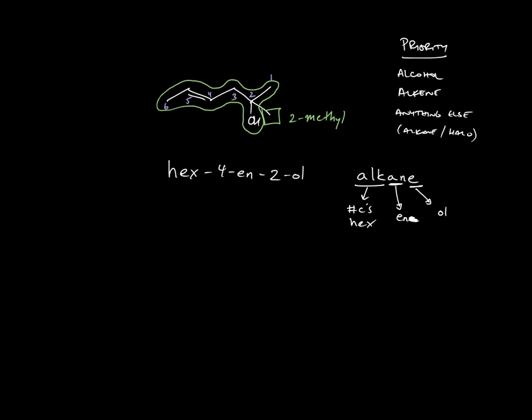And we have a substituent, so this would be a 2-methylhex-4-en-2-ol. But there's stereochemistry. The carbon at location number 2 is neither R nor S, because you'll notice it has 2 methyl groups coming off. So in this case, you get to dodge R and S. However, you do need to be able to do that.